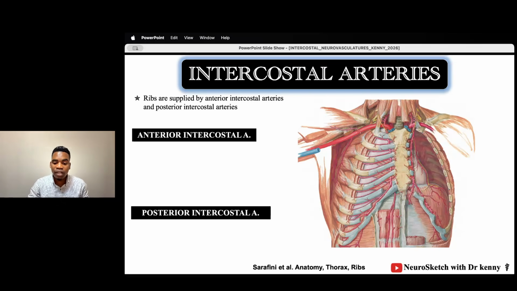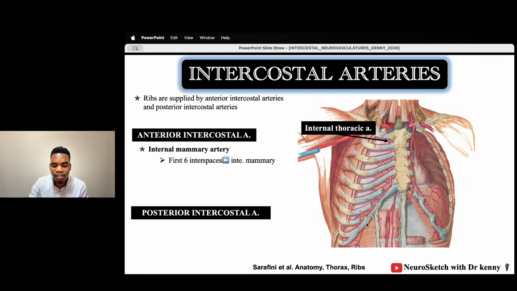The anterior intercostal arteries are derived from the internal thoracic artery, which is also called the internal mammary artery. We've discussed it. For the first 6 intercostal spaces, the anterior intercostal arteries come directly from the internal thoracic artery. But from space number 7 all the way to space number 11, these blood vessels are coming from the musculophrenic artery, which is one among the terminal branches of the internal mammary artery. We discussed it.